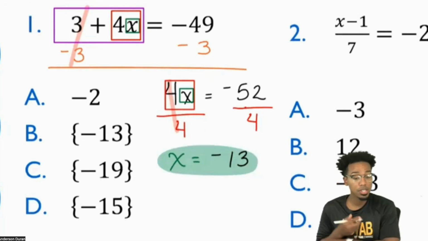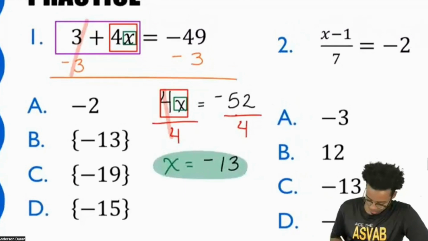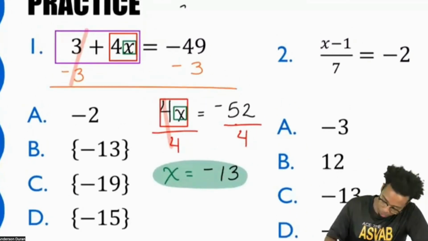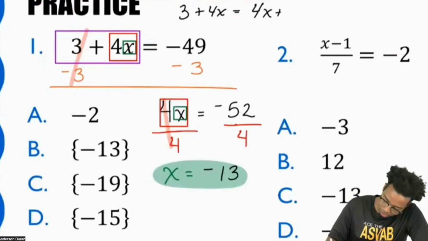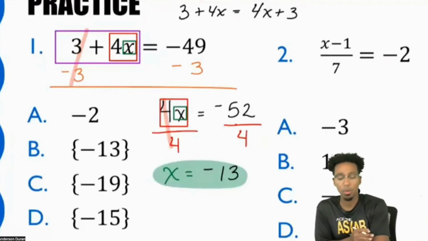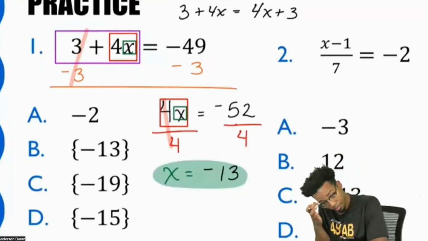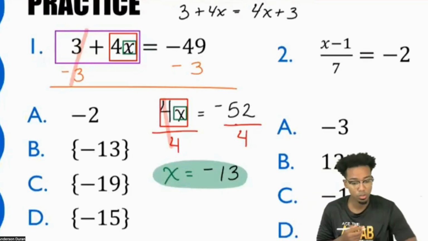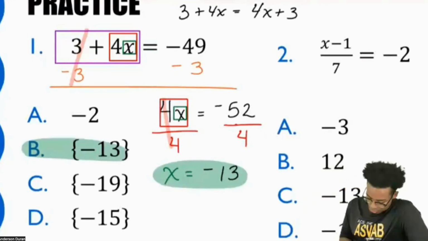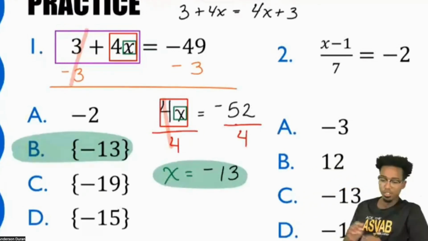Yeah, and if you needed to see it the other way, for sure, my party people, you can absolutely do it the other way. 3 plus 4x is the same thing as 4x plus 3. If you wanted to see it that way, you absolutely could. So the answer here is going to be B, negative 13. And again, ignore those curly braces and you're good.